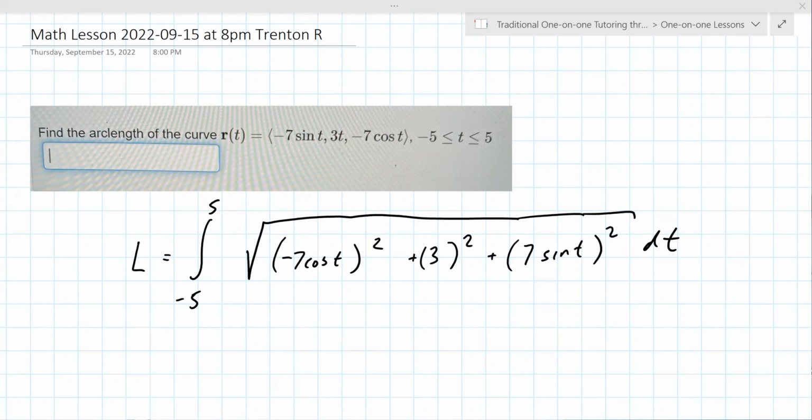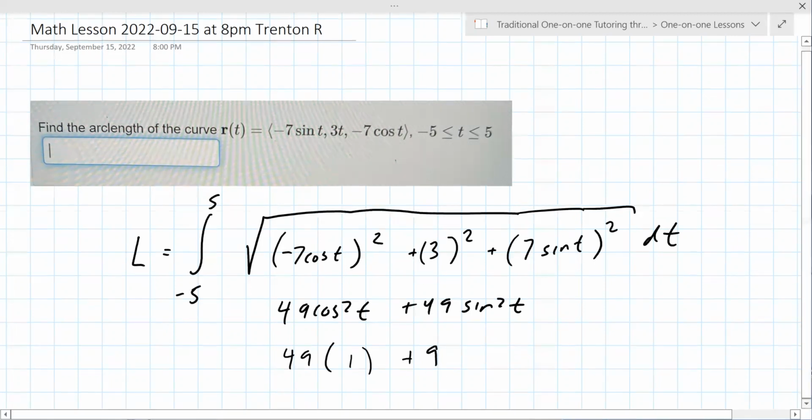So it's 49 cosine squared. Do you know how to do it by hand? This one may not be possible by hand. It depends. Some of these get really wonky pretty quick. Actually, I tried to solve this one earlier, and I take this back. You can do this one by hand because it's 49 cosine squared t plus 49 sine squared t. Factor out the 49, and then this part becomes 1 because cosine squared plus sine squared equals 1, plus the 9. So it's actually not that bad. We didn't need to go to calculus.